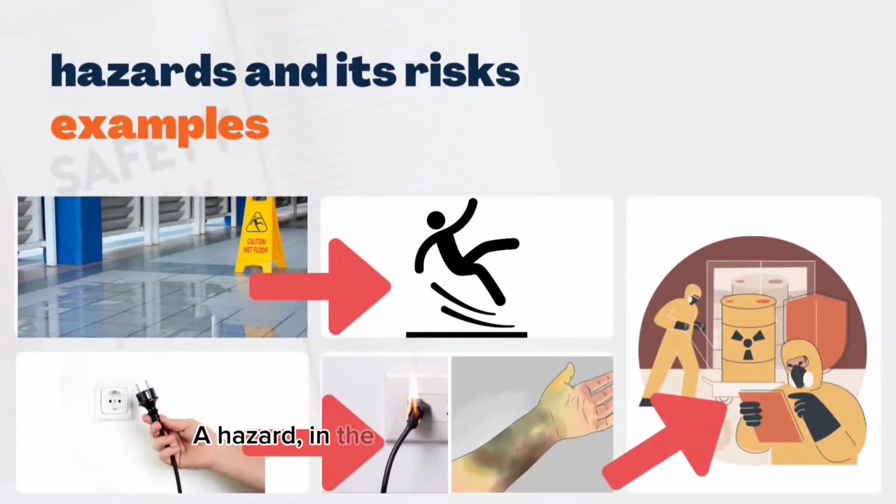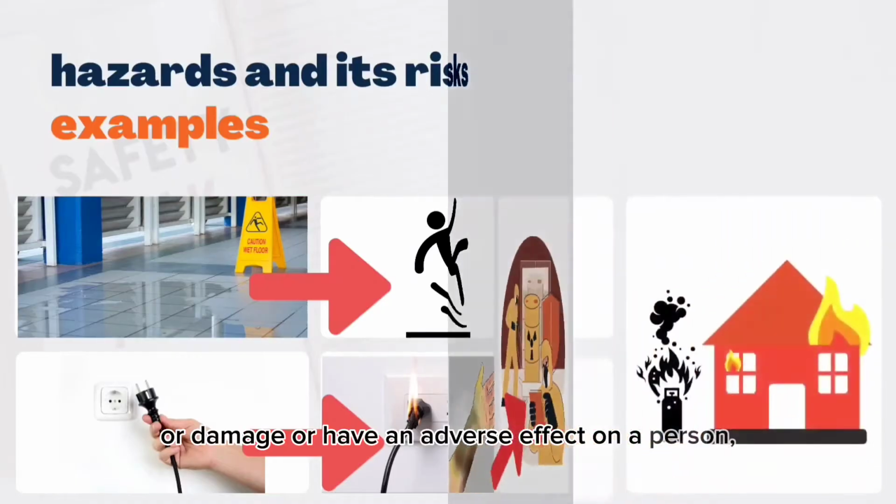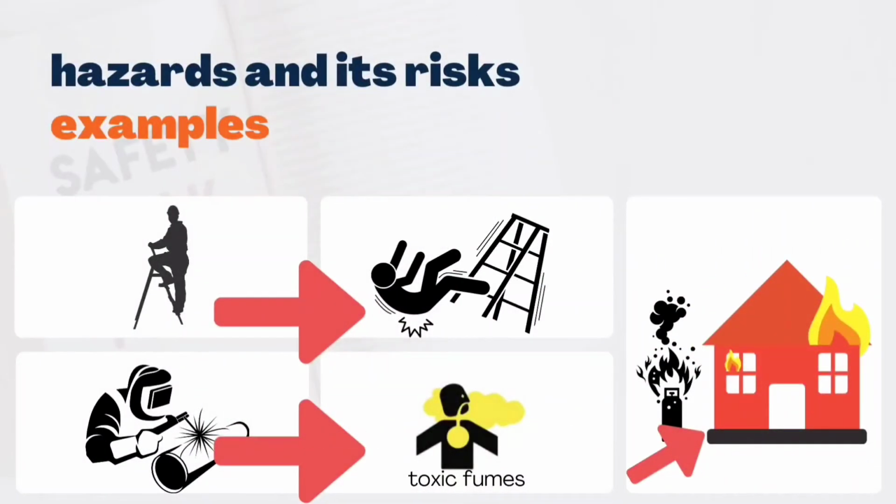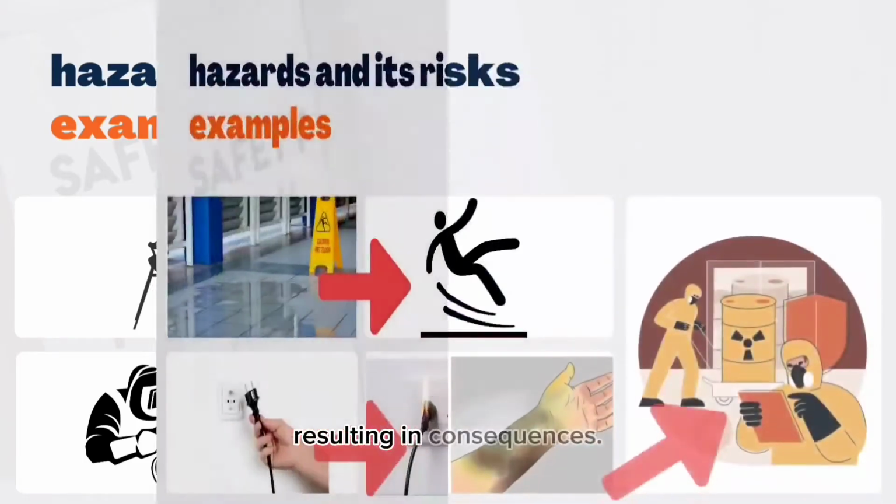A hazard, in the context of health and safety, is defined as anything with the potential to cause harm or damage, or have an adverse effect on a person, people, or environment. While risk is described as the probability or likelihood of potential harm from that hazard being realized, resulting in consequences.